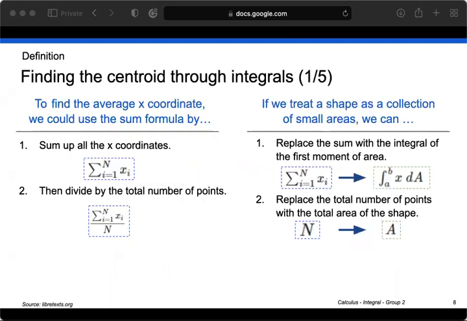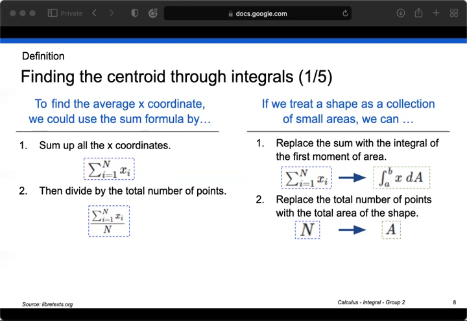Okay, so I will be leading you through how to find the centroid coordinates with integrals. To find the average value of a sequence of numbers, we sum up all of the values and divide by the number of values. Similarly, for a 2D surface area, if we treat the shape as a collection of small rectangles, we can replace the sum with the first area moment integral.